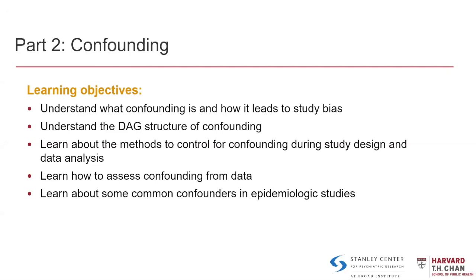to address confounding. We'll learn about methods to control confounding in both the design stage as well as the analytic stage. We'll also talk about how we can assess confounding from data and finalize by talking about some of the common confounders that we have in epidemiologic studies, particularly in genetic epidemiologic studies, as you think about your projects in the future.